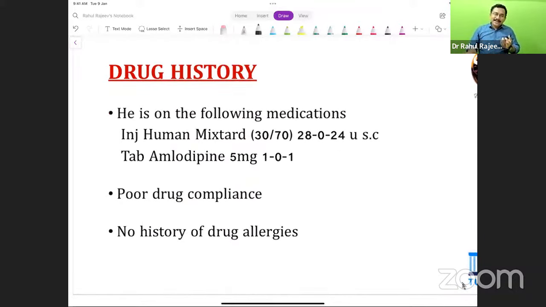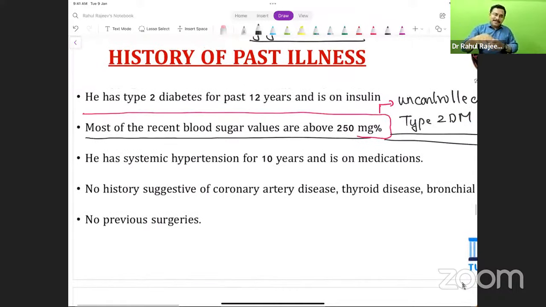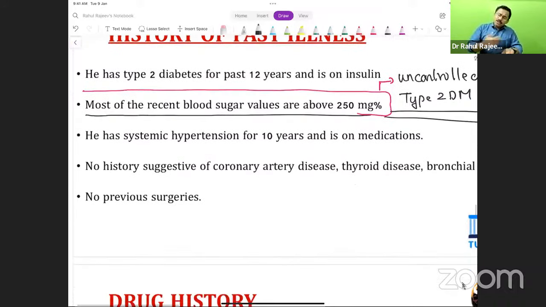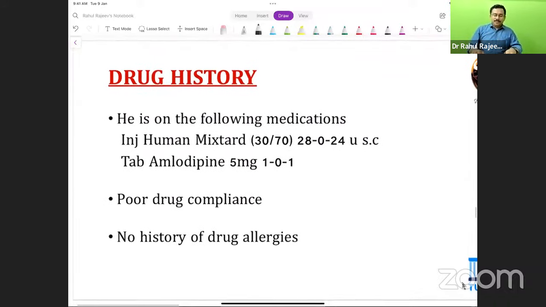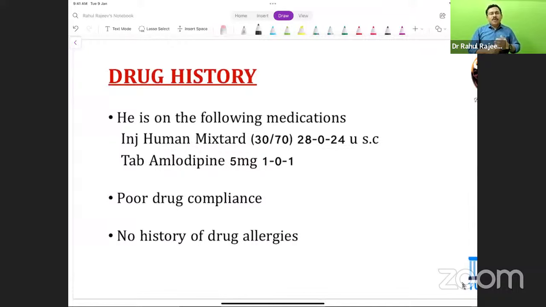Right. And drug history, you can either write along with this past history. Some examiners might favor that. You can even write it separately as well. You might ask me, sir, how do you write drug history? We are taking history. See, some patients know the drug they are taking. If they know it, there is no problem in writing. You ask the patient. You are not supposed to check the list of the medications they are having.